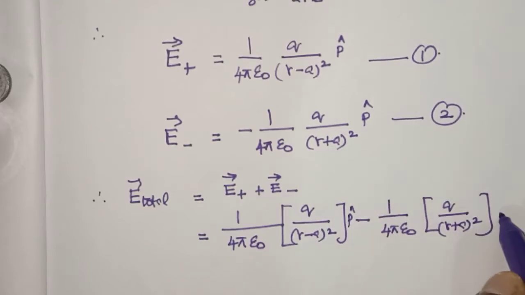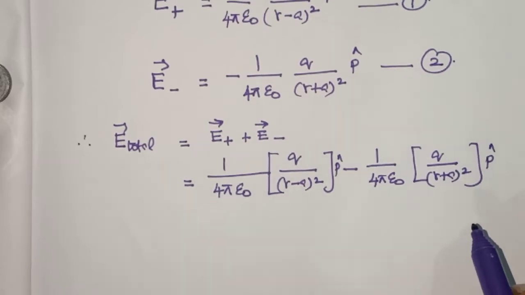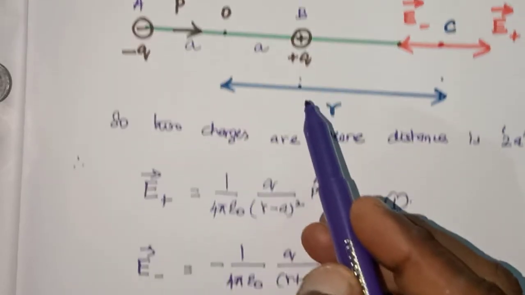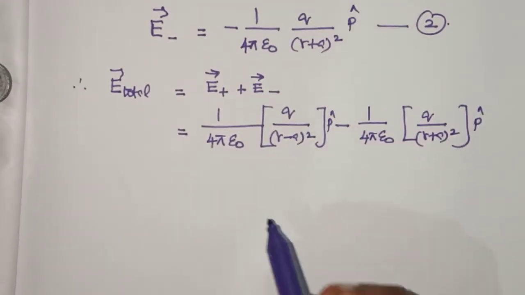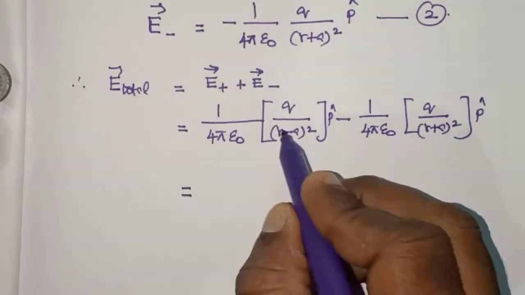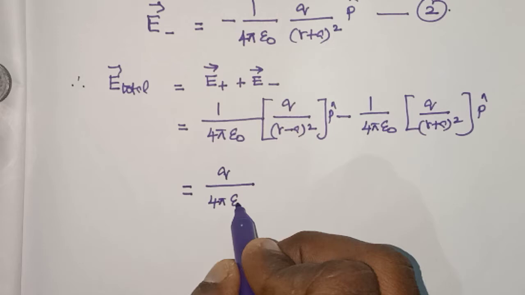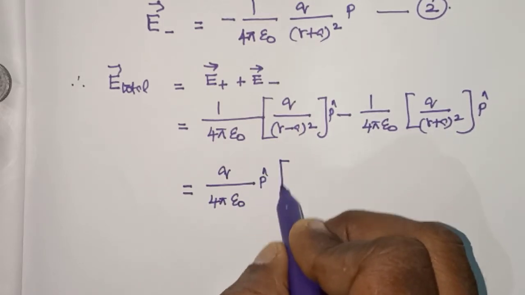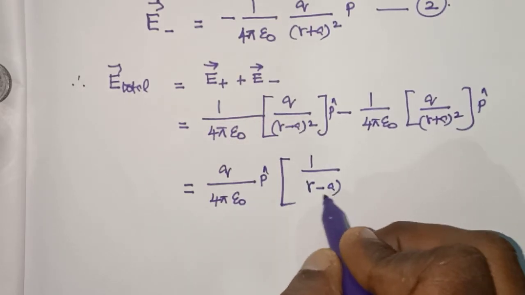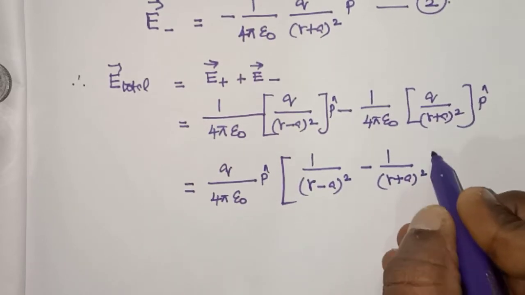Here P cap, here also P cap, the unit vector from the negative charge to the positive charge. Okay, so I am going to write. Here Q is taken outside, therefore Q by 4 pi epsilon naught, P cap into 1 by R minus A whole square minus 1 by R plus A whole square.